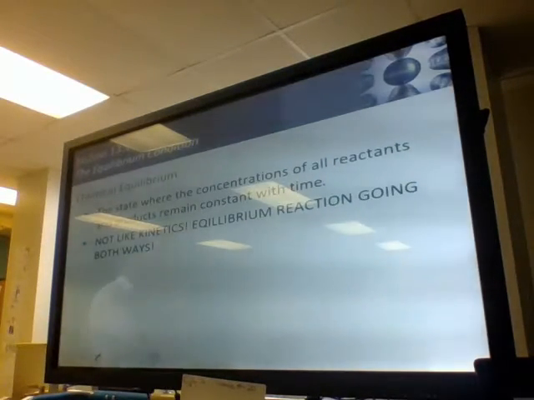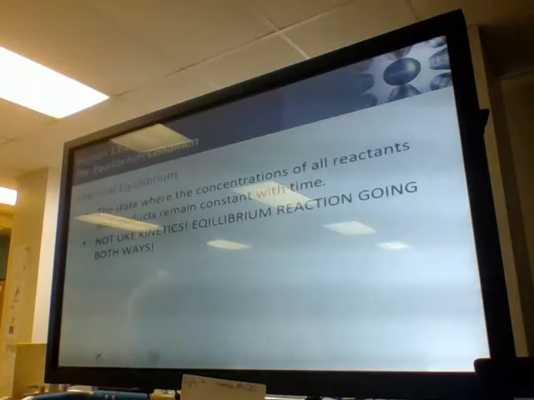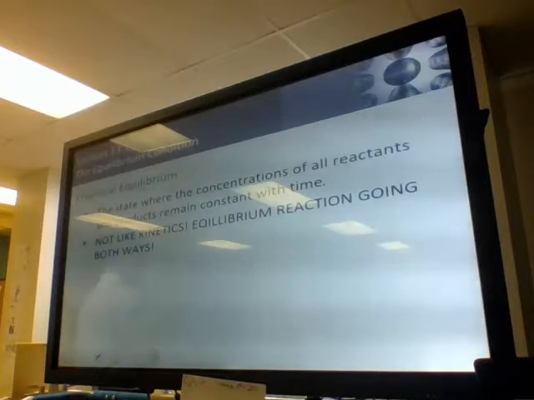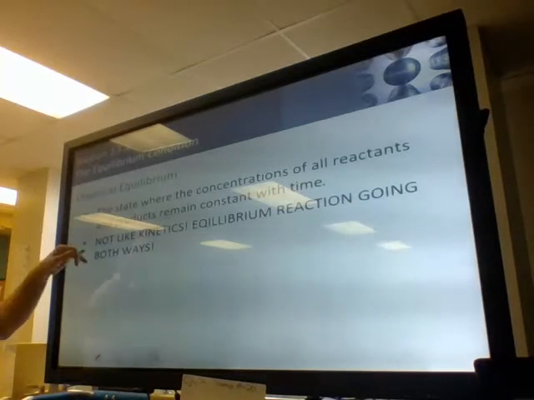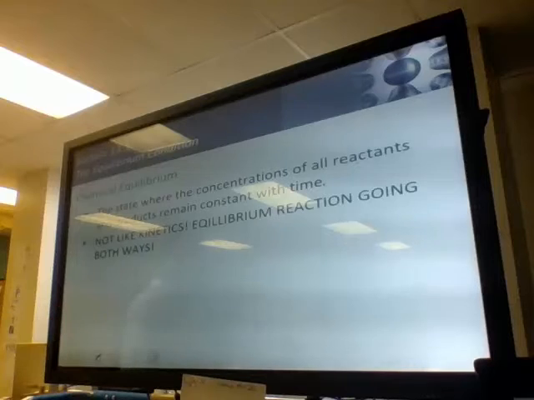So, chemical equilibrium. We learned kinetics, how fast a reaction goes. Equilibrium shows that a lot of chemical reactions don't just go forward, but they go backwards and forward. It's the state where the concentrations of all reactants and products remain constant. So it's not like kinetics, equilibrium reactions go both ways. You're going to understand this.